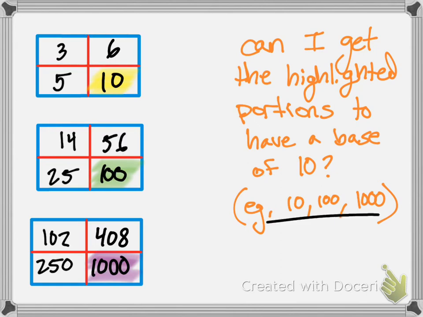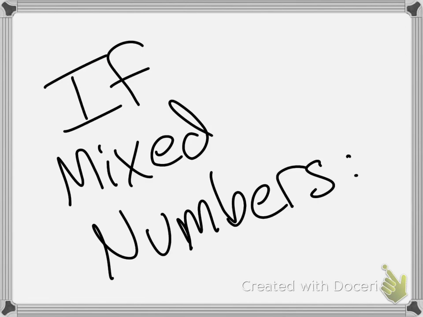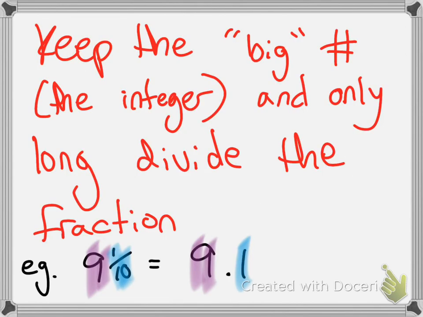That's how we did it. We need them to have a base 10. It can't be 20, it can't be 30, it can't be that. We need to have base 10s. If they are mixed numbers, you just keep the big number, aka the integer, and only divide the fraction. That big number stays. We only need to long divide the fraction.